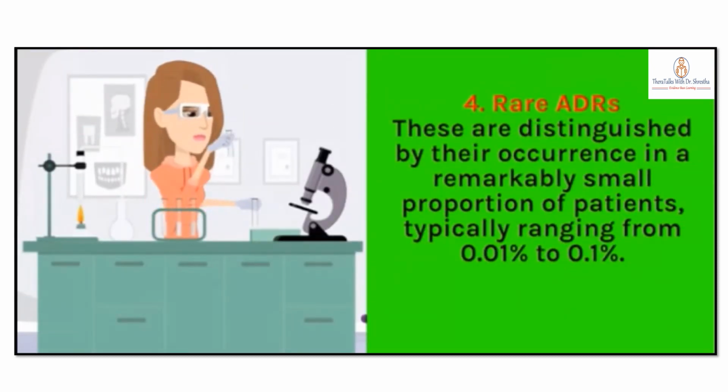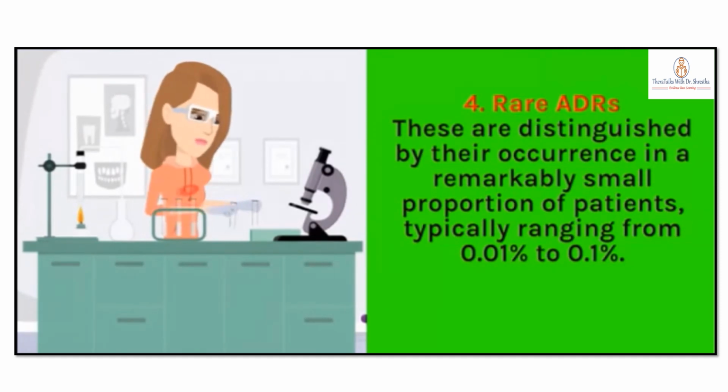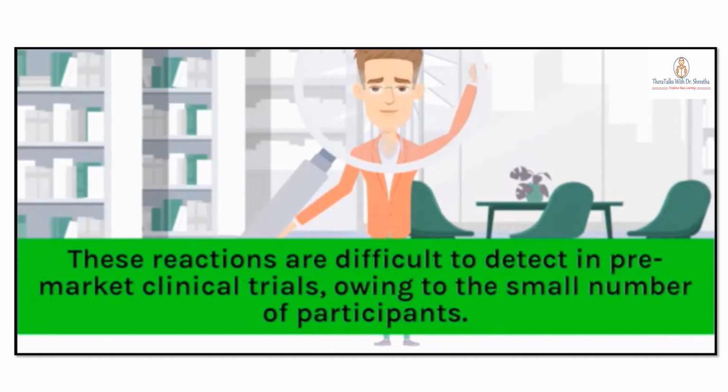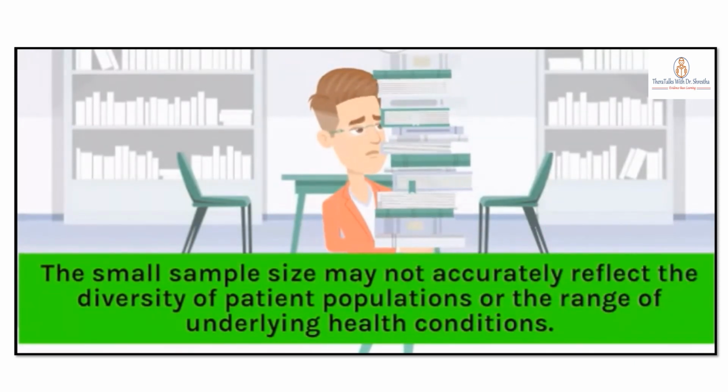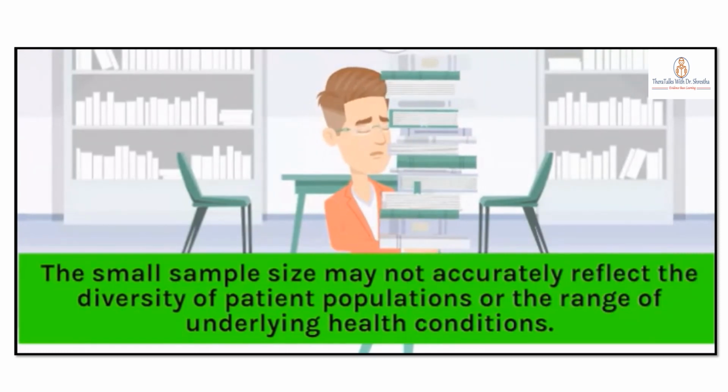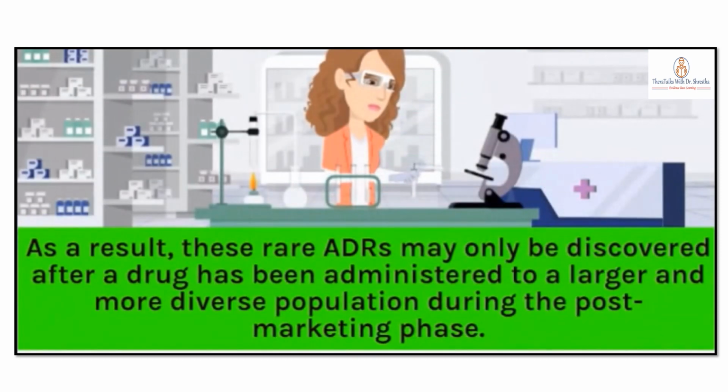4. Rare ADRs. These are distinguished by their occurrence in a remarkably small proportion of patients, typically ranging from 0.01% to 0.1%. These reactions are difficult to detect in pre-market clinical trials, owing to the small number of participants. The small sample size may not accurately reflect the diversity of patient populations or the range of underlying health conditions. As a result, these rare ADRs may only be discovered after a drug has been administered to a larger and more diverse population during the post-marketing phase.